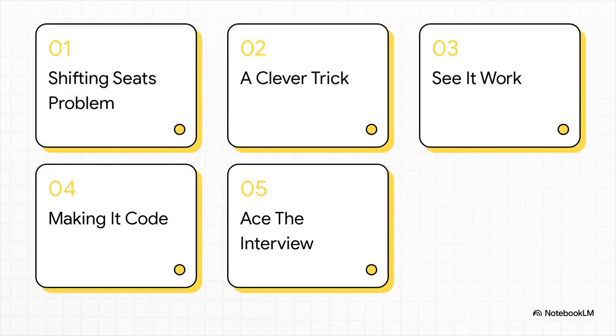So here's our game plan for today. We'll start with the problem itself, our shifting seats puzzle. Then I'll show you a really clever 3-step trick to solve it. We'll see that trick work with our own eyes, turn it into code, and finally, I'll give you some tips so you can totally ace this in an interview.